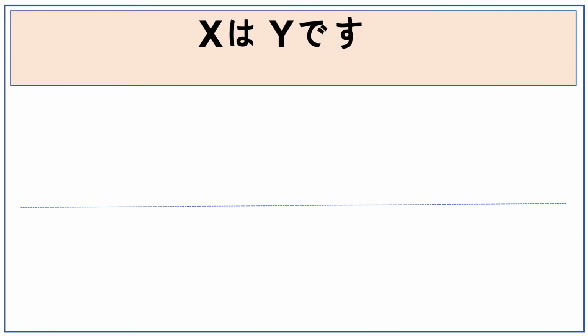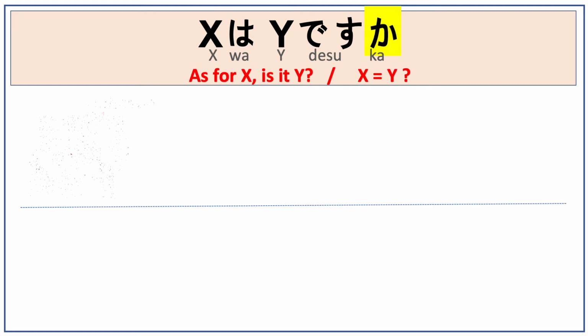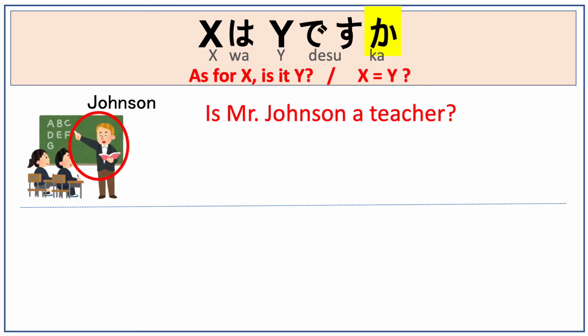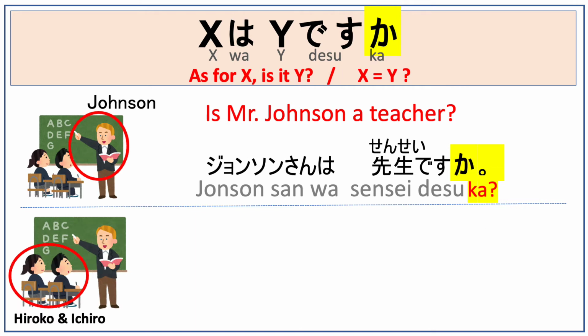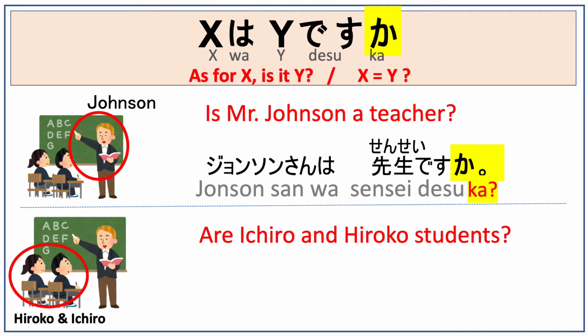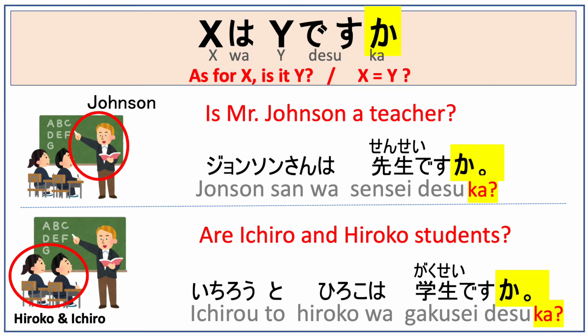When adding ka to the X wa Y desu sentence pattern, we're changing the statement into a question. For example, to ask, is Mr. Johnson a teacher? In Japanese, we would say, Johnson-san wa sensei desu ka? To ask if Ichiro and Hiroko are students, we would say, Ichiro to Hiroko wa gakusei desu ka?